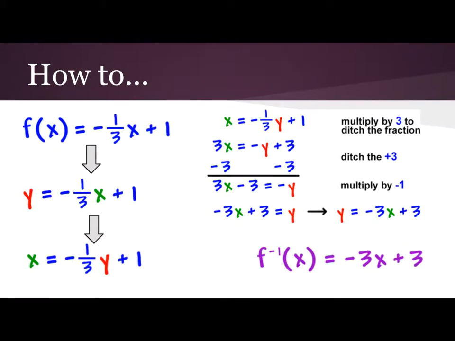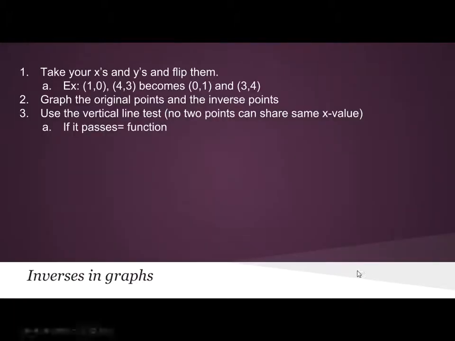So if you have f of x equals negative 1/3 x plus 1, you're going to change f of x to y, and then you're going to flip where the x and y are, and then you're going to multiply by 3 to get rid of the fraction on both sides. Then you're going to subtract by 3, and you're going to get 3x minus 3 equals negative y, and then you're going to want to get positive y, and then when you get your answer, you're going to put it back in f to the negative 1, which is the inverse of f of x, equals negative 3x plus 3.